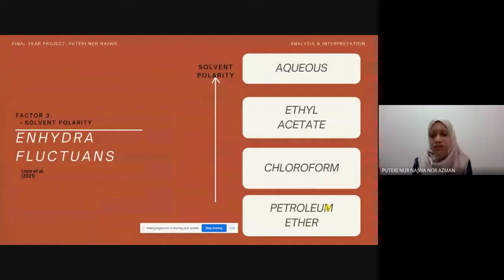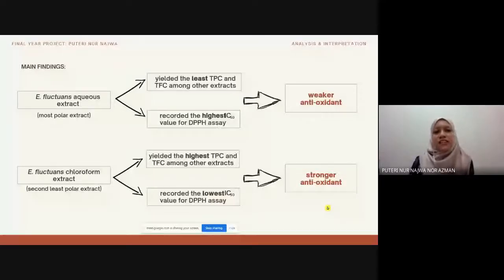Moving on to the second plant, which is Anthemis fluctuans. In this review, Anthemis fluctuans were extracted using 4 different solvents of different polarities. And the main finding is the most polar extract, in this case the aqueous extract, yielded the least TPC and TFC among other extracts, and it recorded the highest IC50 value for the DPPH assay, making them the weaker antioxidant, and vice versa for the less polar extracts.